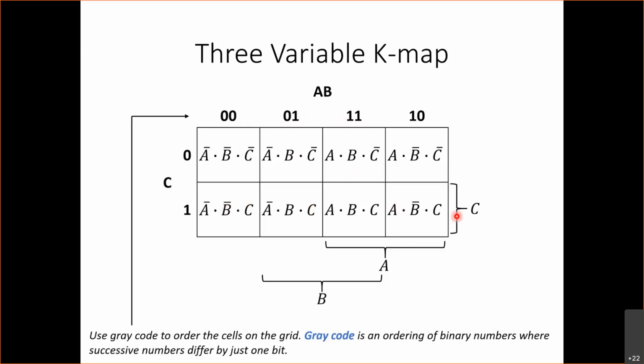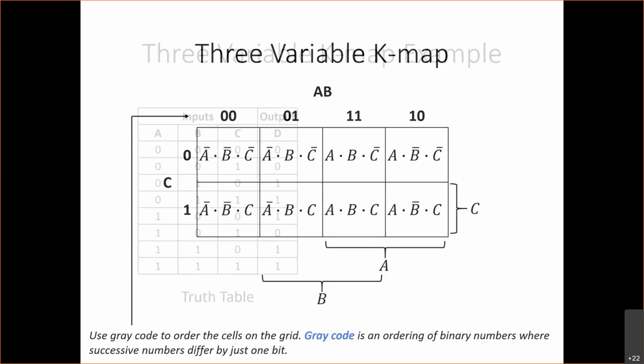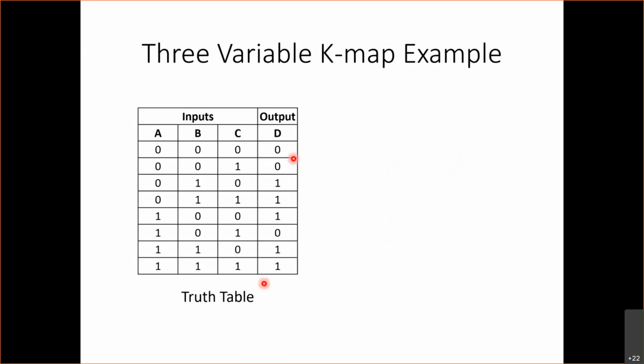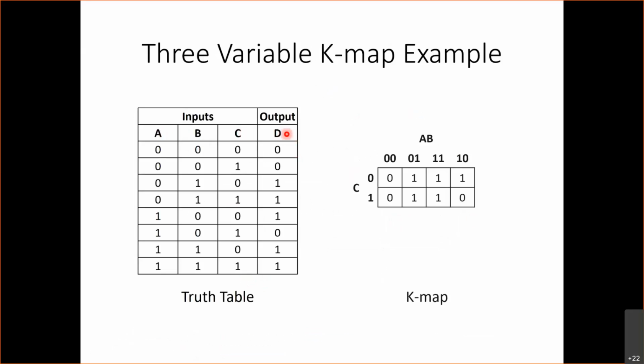Okay? So now let's look at how we can use a 3 variable Karnaugh map to simplify a logic equation that has 3 variables as input. So this is another truth table. Here we have 3 inputs, A, B, and C, and an output D. And what we would like to do is find the simplest logic equation to express this operation that's specified by this truth table. So what we're going to do is lay out the truth table on the Karnaugh map.